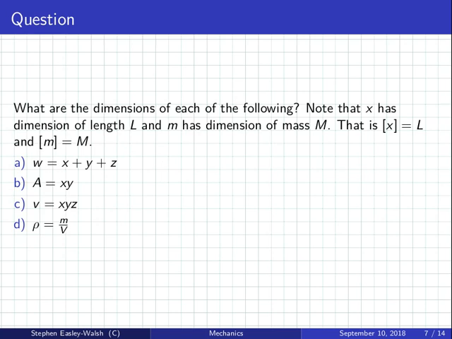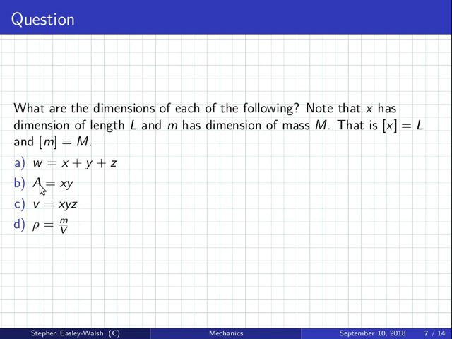Okay, what are the dimensions of each of the following? X is a length, M is a mass. So this symbol here means dimension. So the dimension of X is length, and the dimension of M is mass. I'm going to give you 1 or 2 minutes. I want you to tell me what the dimension of W, A, V, and rho is.